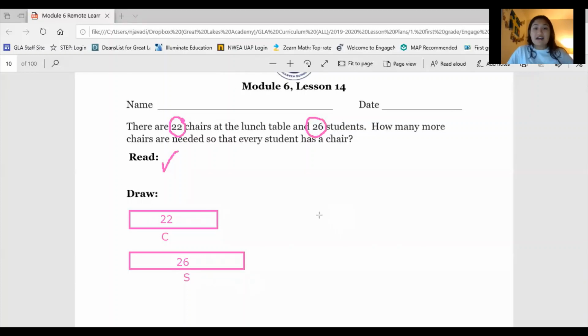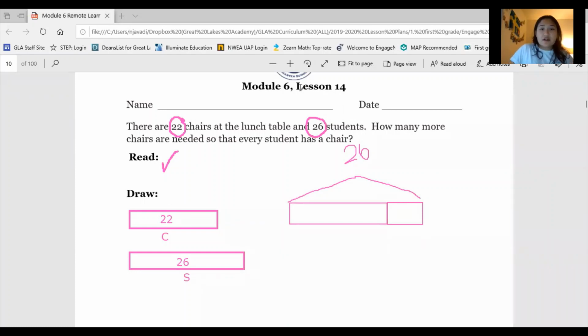Or you can set up a regular tape diagram. I would have one part for the 22 seats that we do have, and then another part for how many more seats we would need so that every student has a chair. Then on top, I would draw two lines that connect because that is the total number of students who we want to be able to sit at the table. So you can choose to do either one, both work just fine.